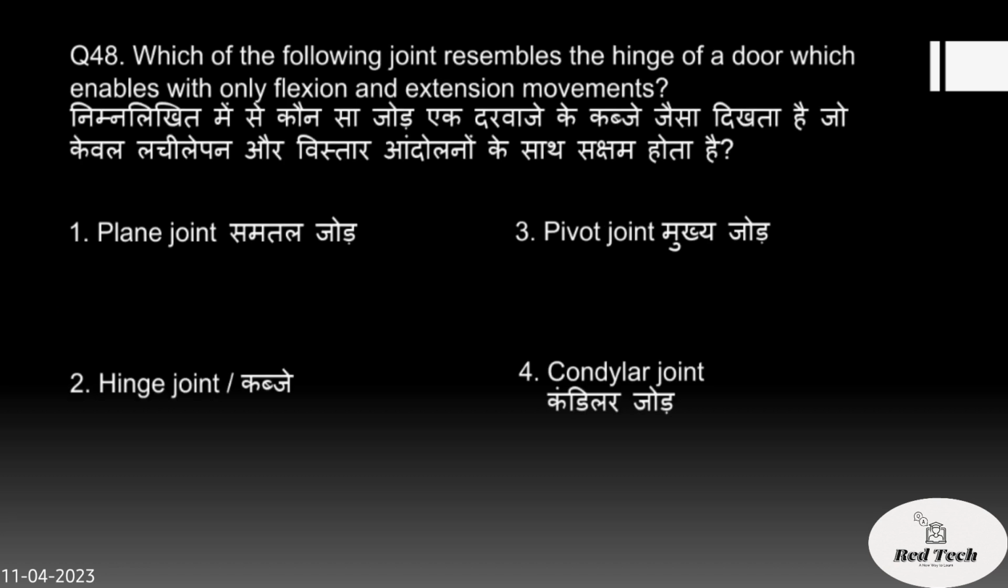Question number 48. Which of the following joints resembles the hinge of a door, which enables only flexion and extension movement? So basically which joint resembles the hinge of a door, and only two movements are possible, flexion or extension. So options are option 1 plane joint, option 2 is hinge joint, option 3 is pivot joint, and option 4 is condylar joint. So the right answer is option number 3, which is pivot joint. Pivot joint basically gives two movements only, flexion and extension.